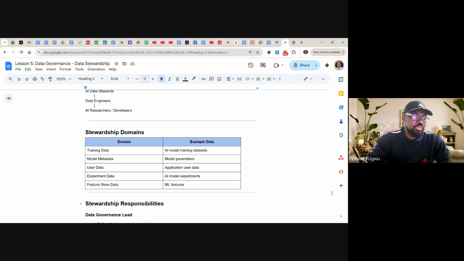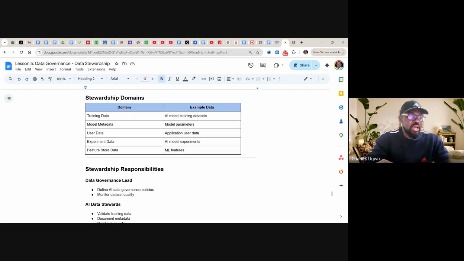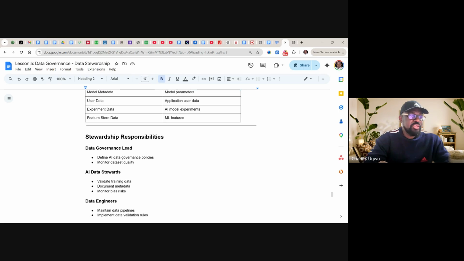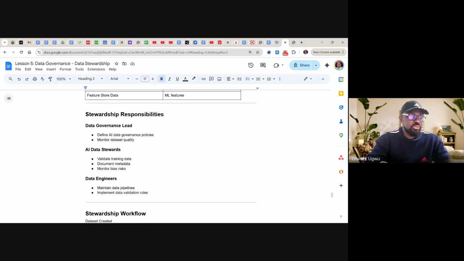So for responsibilities, the data governance lead defines AI governance policy and monitors dataset quality. The AI data steward validates training data, documents metadata, and monitors bias risk. Data engineers maintain the data pipeline and implement data validation rules.